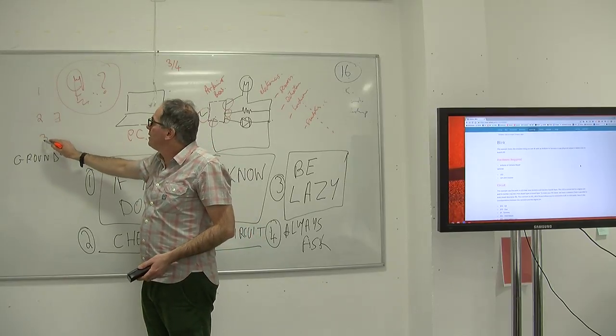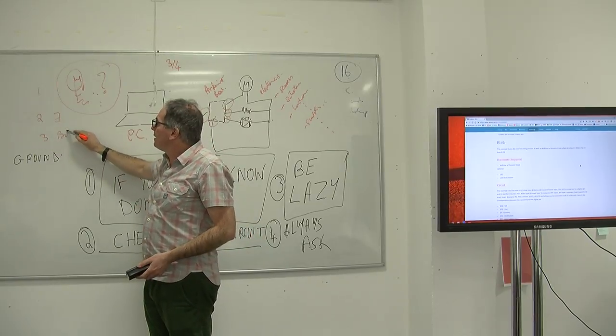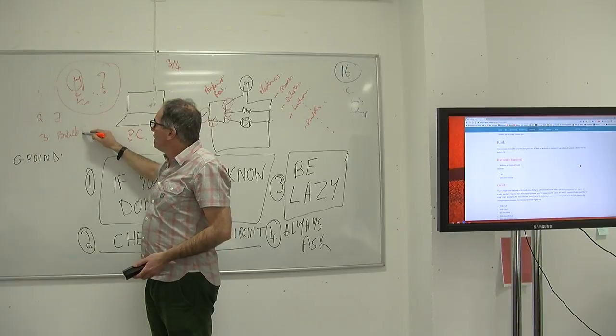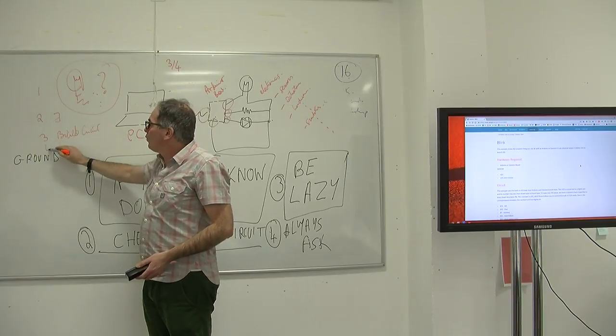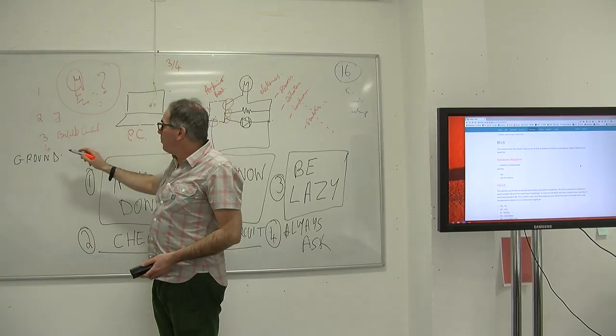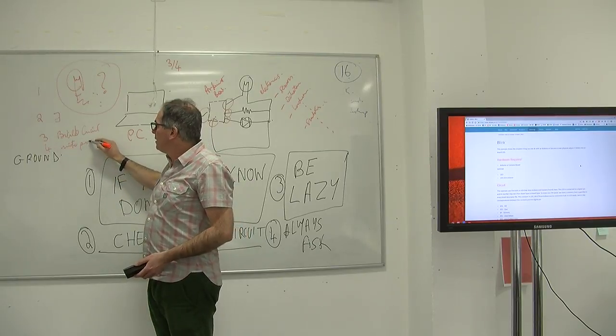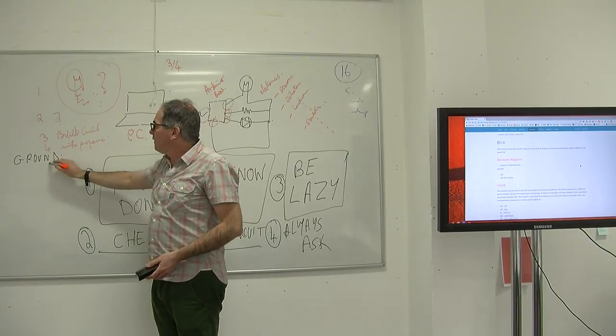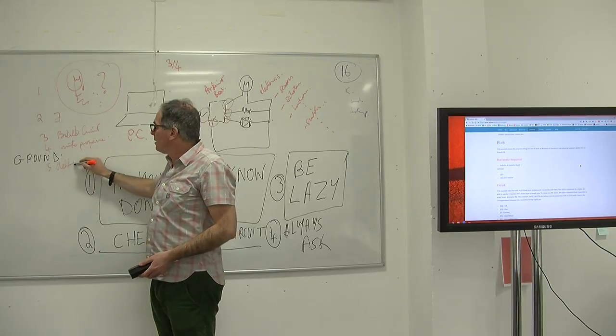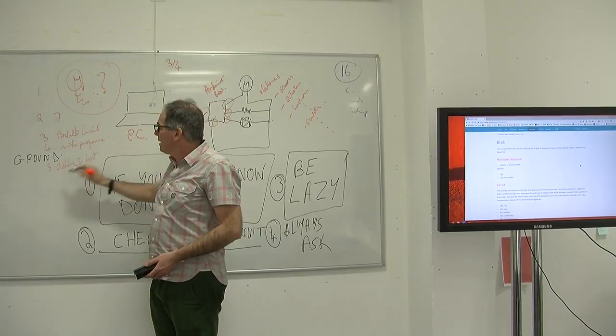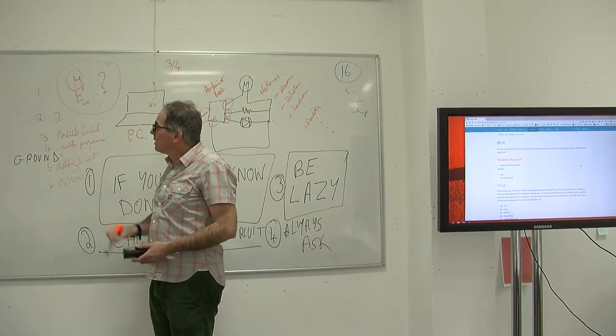Third, build the circuit. Fourth, compile, write the program. Fifth, debug and test. And sixth, run. Okay?